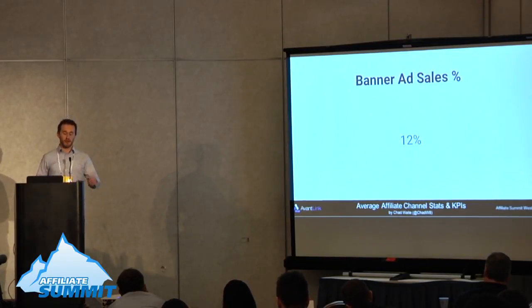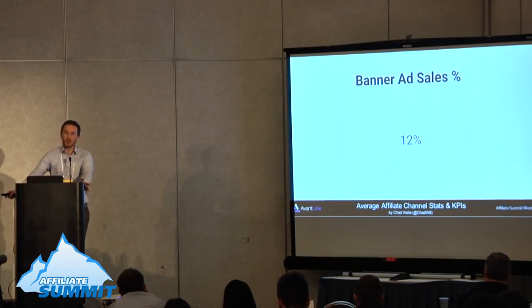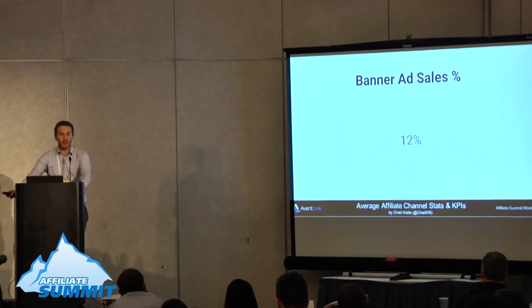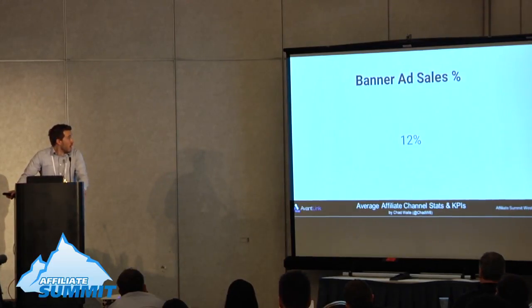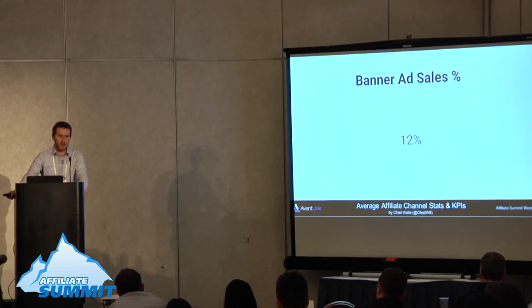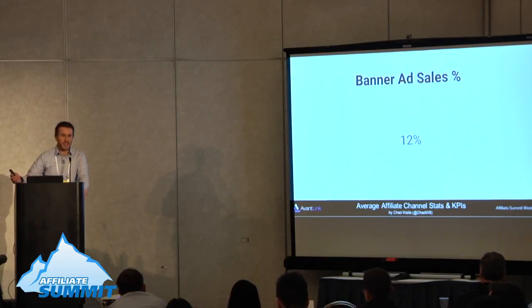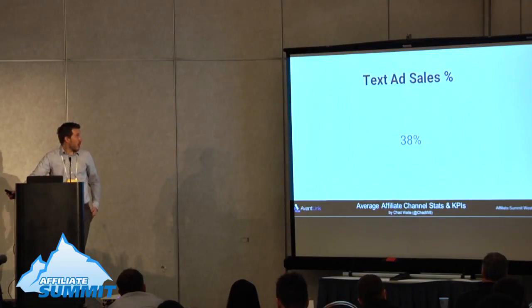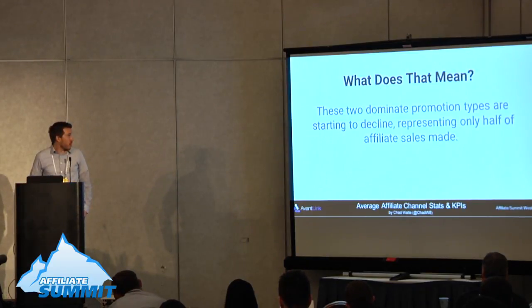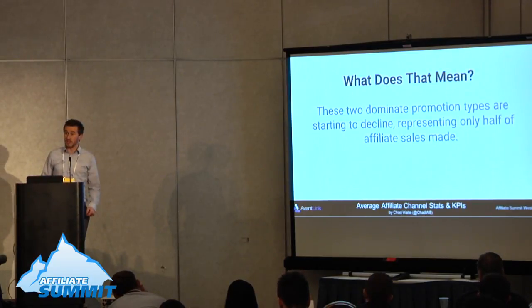Since the dawn of affiliate marketing, the quintessential tools have always been text ad and banner ads. That's what people by and large associate with affiliate marketing. On our network, we typically see banner ads represent about 12% of sales. So 1 in every 10 sales is sourced from some sort of banner collateral, which is much lower than most people tend to expect. Text ads also make up for 38%, and those 2 numbers combined are conveniently representative of about half the affiliate sales that are out there.